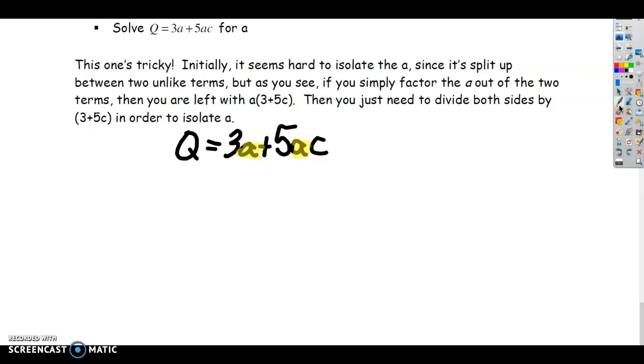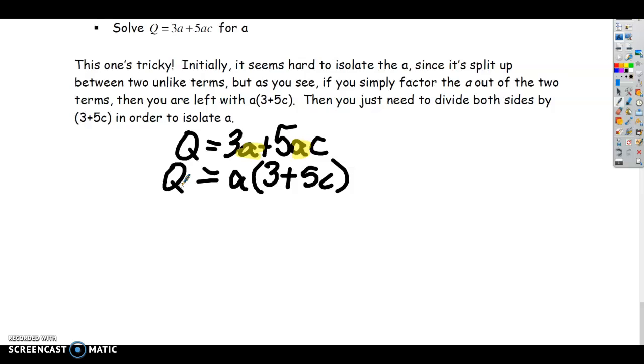So on the right-hand side, think of factoring. And here your greatest common factor is an a. So we're going to do a times 3 plus 5c. So in this unit, we have already looked at distributive property, which is a times 3 is 3a, and a times 5c is 5ac. So now you're kind of doing the reverse of that. You're pulling the a out because they both have that in common.